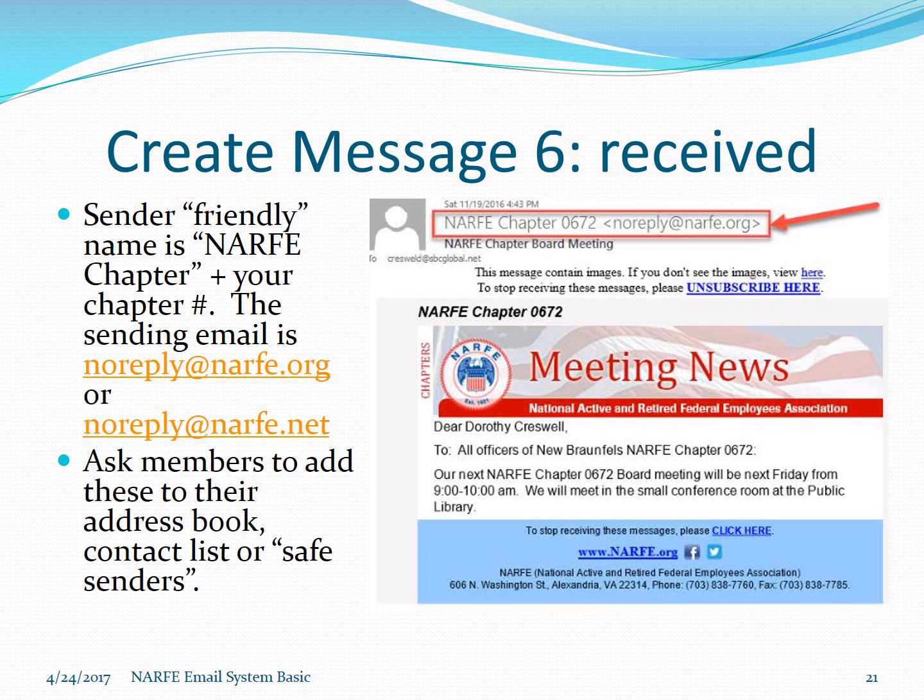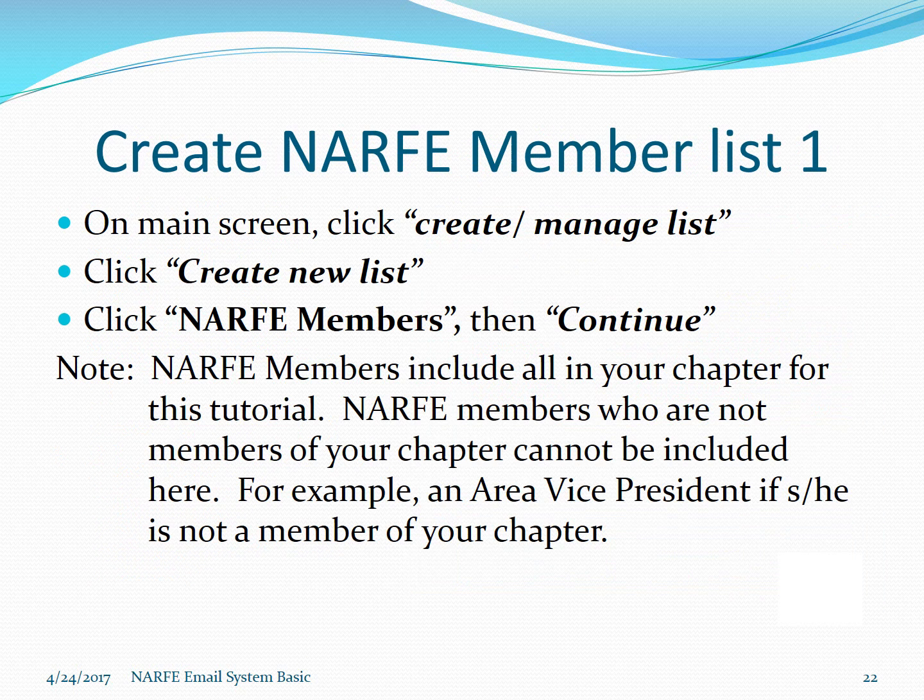This is what the message looks like to the receiver. Notice it's coming from a friendly name, which is NARFE Chapter, and your chapter number, but the email address is noreply@narfe.org, or it could be noreply@narfe.net. Be sure to ask your members to add these 2 email addresses to their address book, contact list, or safe sender, whatever their email calls it.